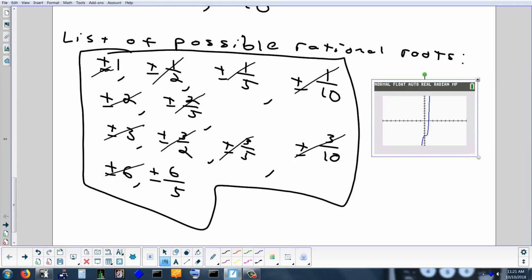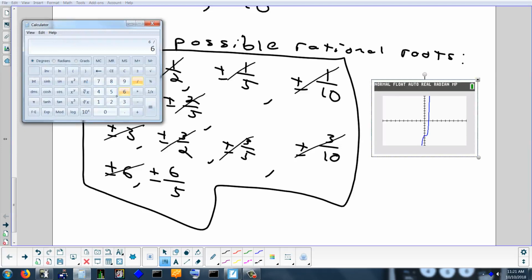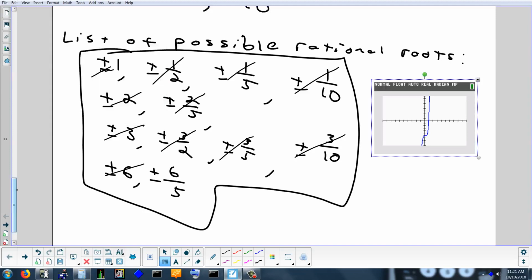Now, you could make an argument for 6/5, because 6/5, if you divide it out, is 1.2. I wouldn't say that's unreasonable. It looks like it could be close to 1.2. I still think it's 1. I definitely don't think it's near negative 1.2. So out of that list, if I look at that graph really fast, the only ones that seem remotely reasonable are plus 1 and plus 6/5.